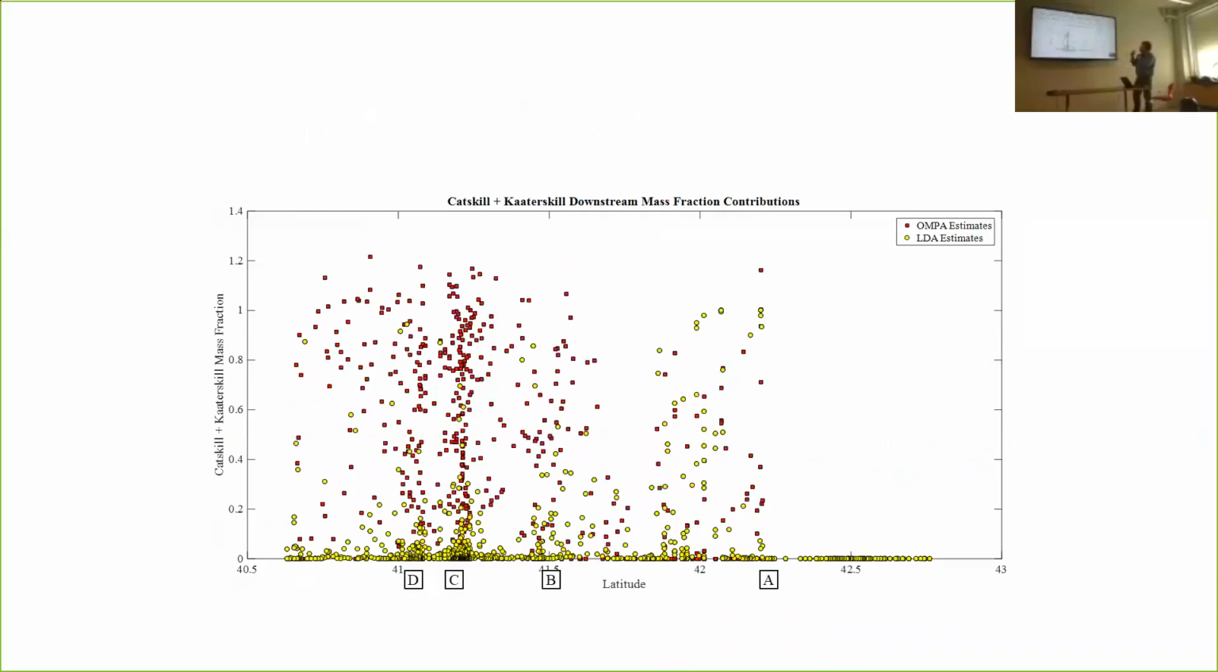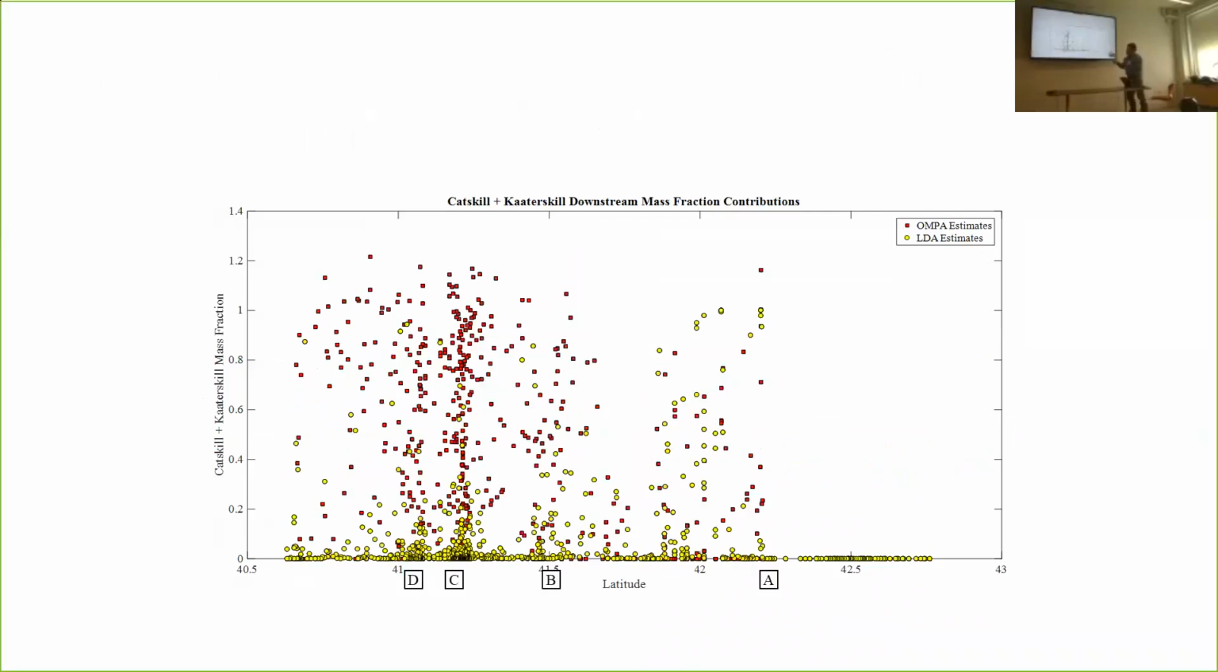Okay, let's see. So if we look at the fractions that are predicted, and again, these are just the mass fractions, because we get that out of the discriminant analysis as well. If we look at the estimates of both of those techniques, it's interesting. Basically, I want to ask how much of the Catskill fraction each of the techniques predicts, and where they predict the high amounts of that. So this would be, downstream, how much Catskill sediment makes up the total.